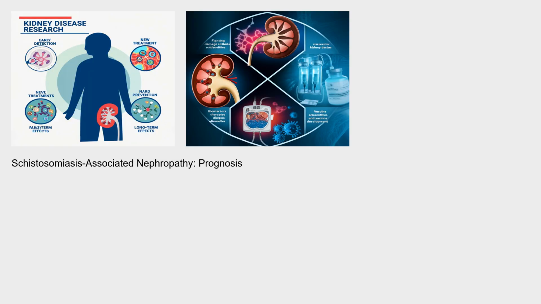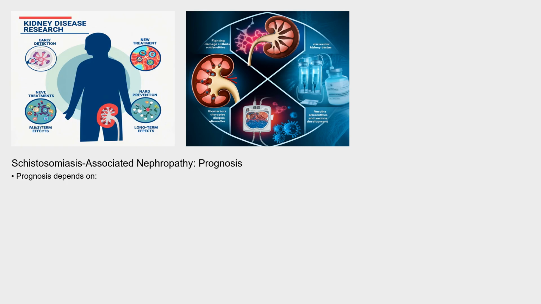The prognosis of schistosomiasis-associated nephropathy depends on the severity of kidney damage at the time of diagnosis and the effectiveness of treatment. Early diagnosis and prompt treatment with anti-parasitic medications and immunosuppressive agents can improve outcomes and prevent progression to end-stage renal disease. However, in some cases, kidney damage may be irreversible, leading to chronic kidney disease and the need for long-term dialysis or kidney transplantation.